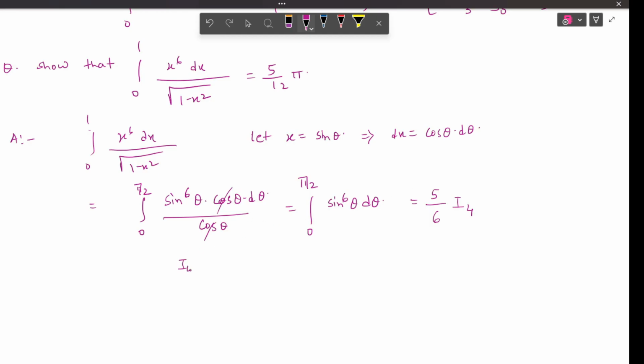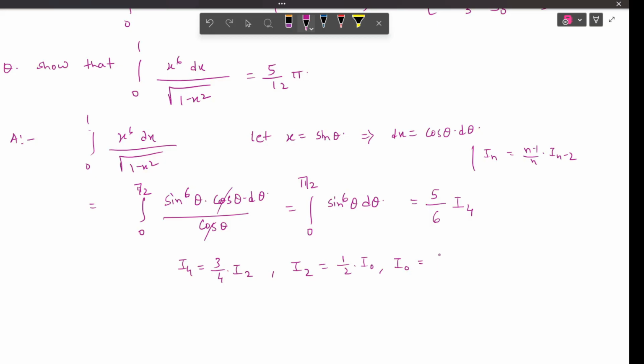So what would be I4? Okay. Let us remember, we have In is (n minus 1) by n into I(n minus 2). So if you calculate I4, you will get 4 minus 1, that is 3, so 3 by 4 into I2. Now what would be I2? I2 would be 2 minus 1, that is 1 by 2 I0. Now let us calculate I0.